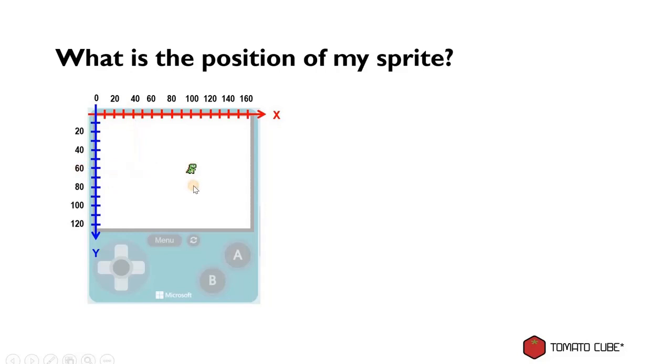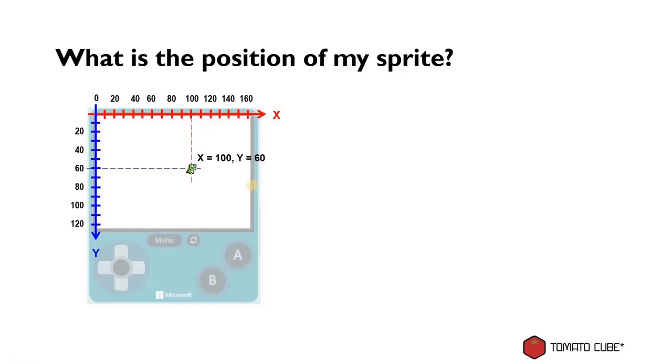Another example, this sprite was here and now it's here. What is the position of this sprite? Let's draw a line all the way up. X is 100, and the other line to the y-axis, y is 60. So the position of my sprite is x equals 100 and y equals 60.